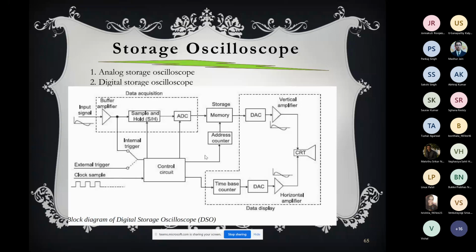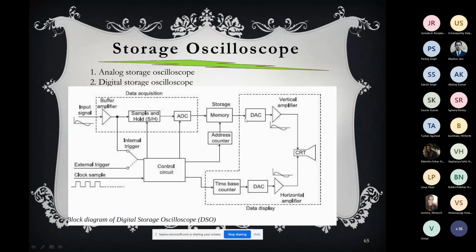So this is all about the storage. Due to this thing, we call it a storage oscilloscope. Now, when the data are stored, then the display comes into the picture. For display, from memory we take the data through the DAC, the digital to analog converter.